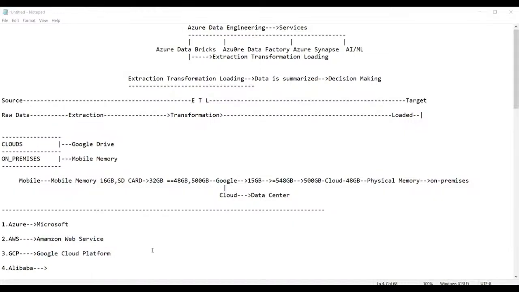Sir, what is PySpark that I'm hearing a lot about? PySpark is basically Python and Spark together. Do we need to learn that also for ADB? Yes, of course. I will teach you PySpark also. Okay, thanks, sir.